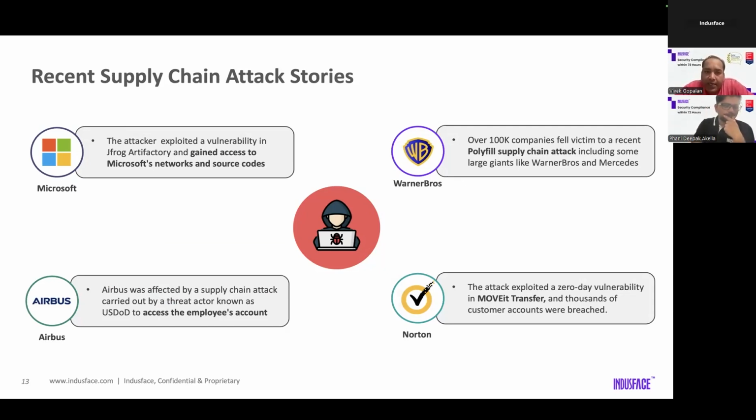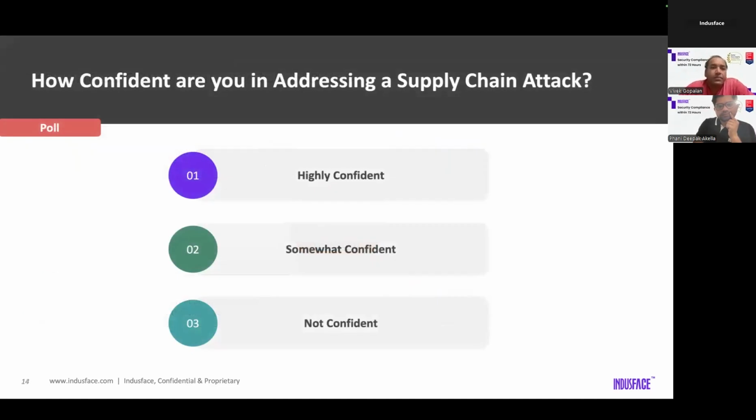This is something that everybody is facing, and it is something that every organization and every security practitioner should take seriously. So before we go further, a quick poll question on how confident are you in addressing supply chain attacks? The poll will start now.